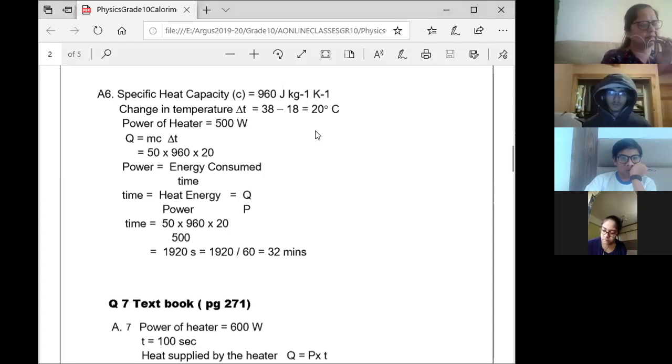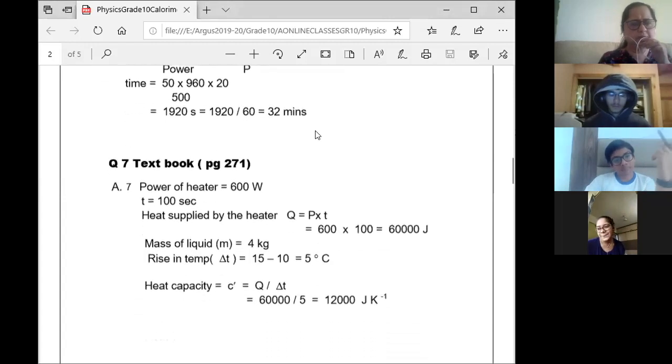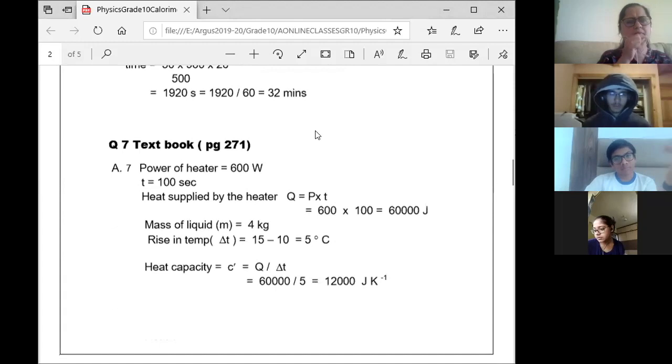Now let's come to the seventh one. I'm not going to do all the sums, I will do a few important or relevant ones only. See the seventh one. There is an electric heater of power 600 watts. It raises the temperature of 4 kg of liquid, so the mass is 4 kg, from 10 degrees Celsius to 15 degrees Celsius.